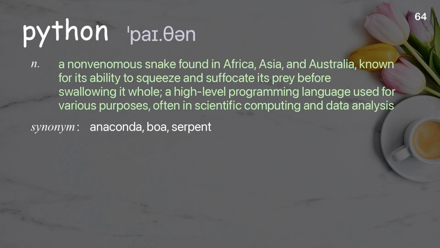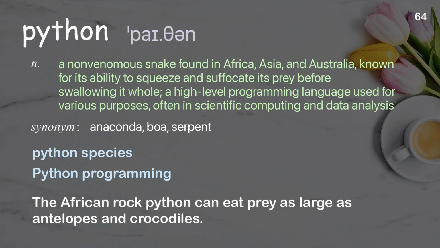Python. A non-venomous snake found in Africa, Asia, and Australia, known for its ability to squeeze and suffocate its prey before swallowing it whole. A high-level programming language used for various purposes, often in scientific computing and data analysis. Examples: Python species. Python programming. The African rock python can eat prey as large as antelopes and crocodiles.